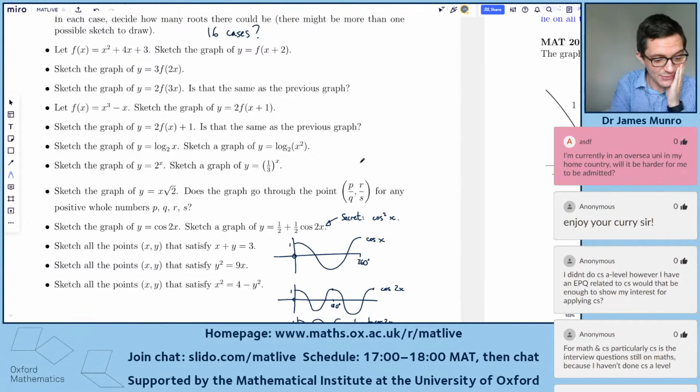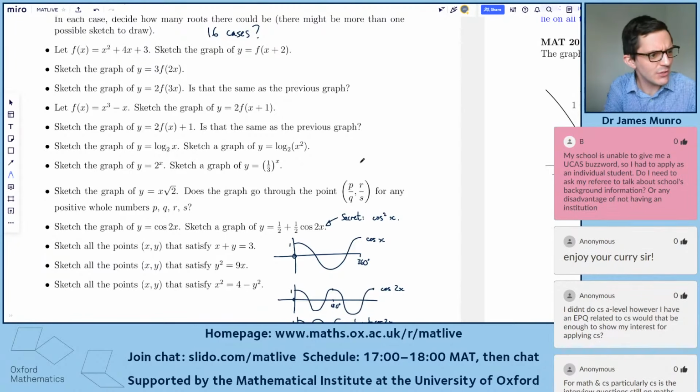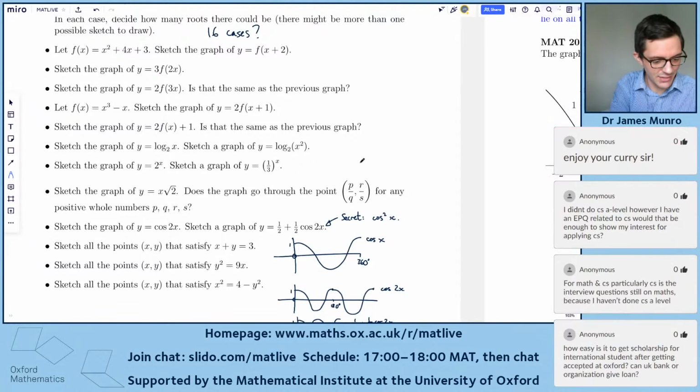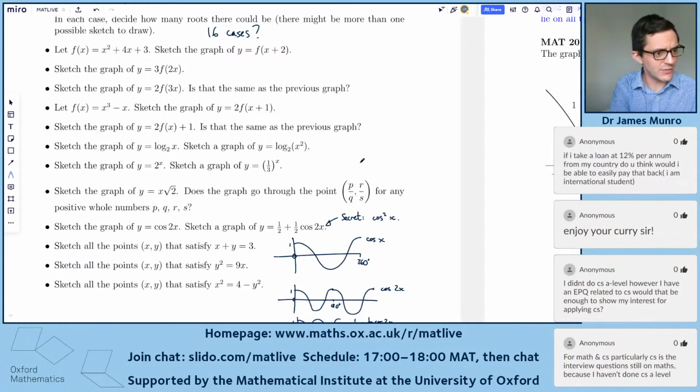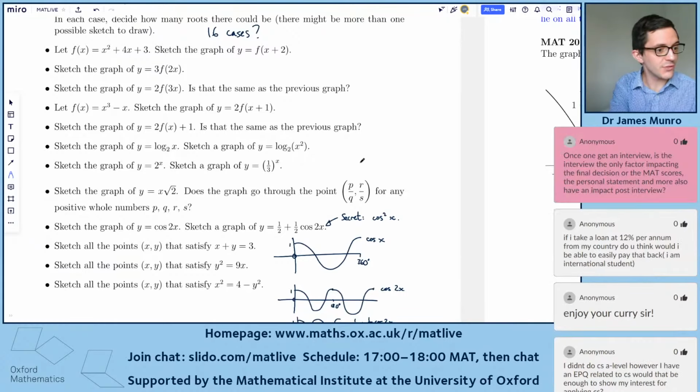Almost there. Quadratics. Apply as an individual student because you didn't have a UCAS buzzword. I'll type a response to this one, I think. Lowest MAT score again. And then, yep, cool. I can't give you financial advice on accepting loans. Please do not take financial advice from me. Fluid dynamics, logic, maximum minimum polynomials. Do we log differentiation again? Once wants to get an interview.